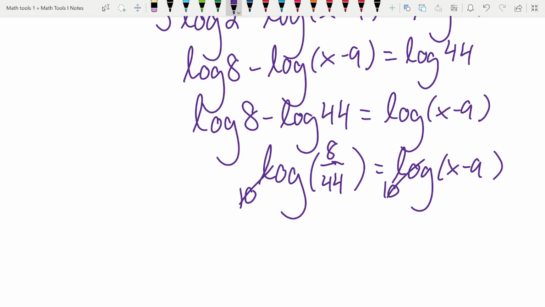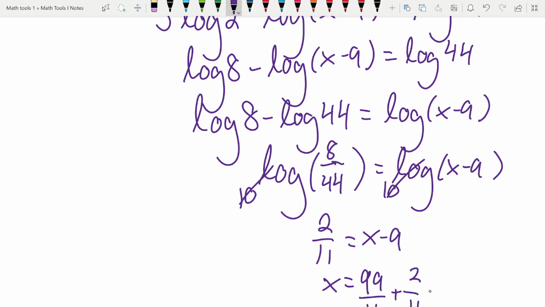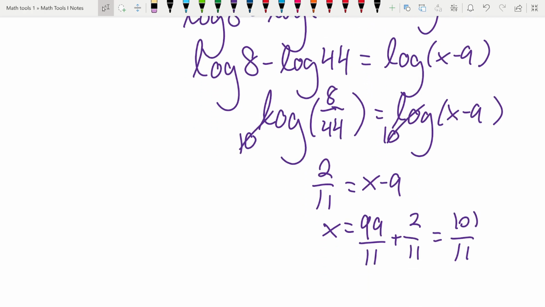Okay, so anyway, these cancel. So we have 8 over 44, which says 2 over 11 equals x minus 9. So we get x equals 9 plus 2 11ths. So 99 over 11 plus 2 over 11 equals 101 over 11. Okay, so a nice exact answer.